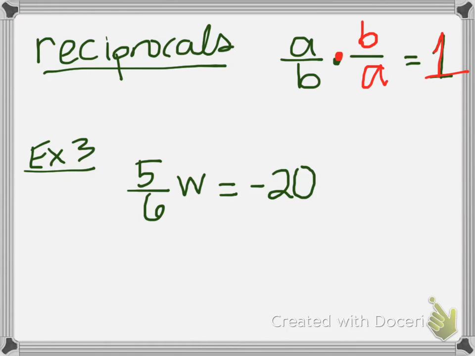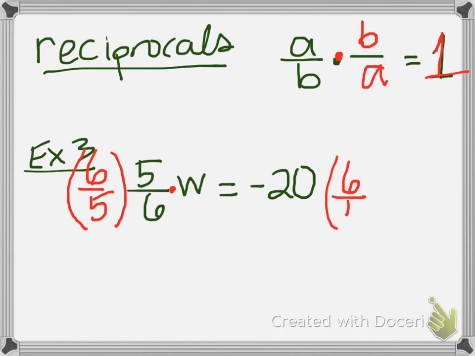I have 5/6 times w equals negative 20. I'm going to multiply by the reciprocal of 5/6, which is 6/5. Both sides, what you do to one side, you have to do to the other. And this would be like 6 times 5 divided by 5 times 6, 30 divided by 30, which is 1. They both go away, and I'm left with w equals.